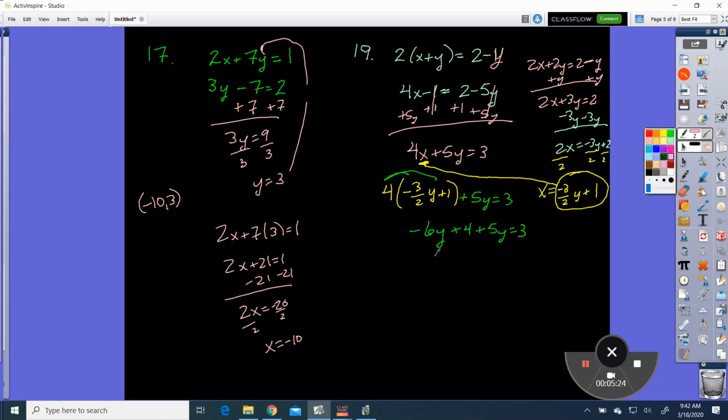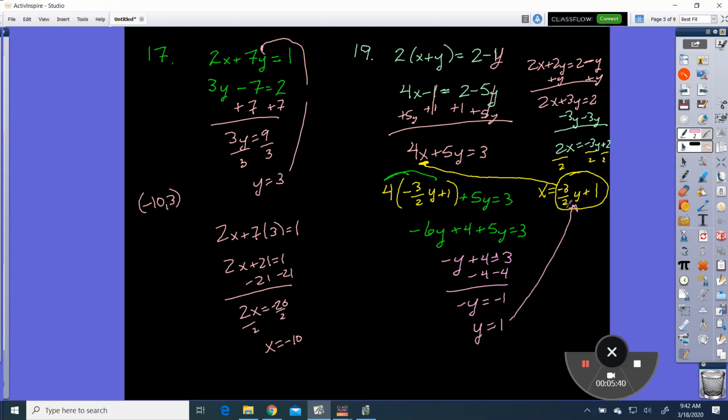So now I'm going to combine my y's. 5y minus 6y is negative 1y, plus 4 equals 3, minus the 4, minus the 4. Negative y equals negative 1, so therefore y equals 1. So now I can plug that back in for this y that's right there.